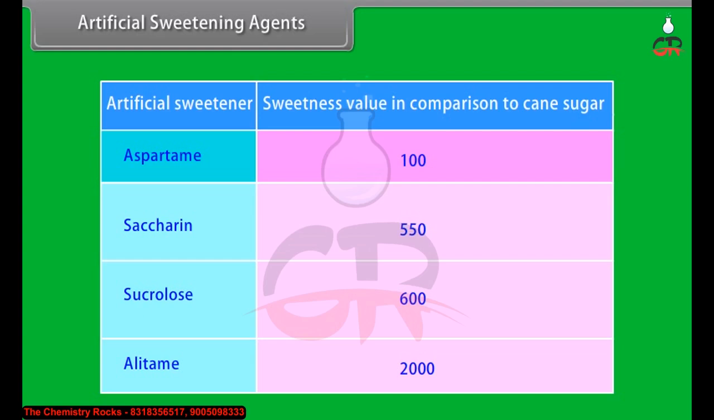Aspartame is 100 times sweeter than cane sugar. Saccharin is 550 times sweeter than cane sugar. Sucralose is 600 times sweeter than cane sugar. Alitame is 2000 times sweeter than cane sugar. Food preservatives.